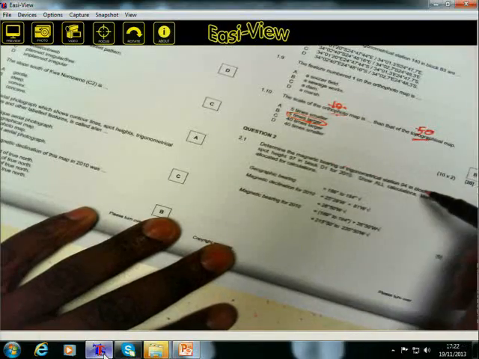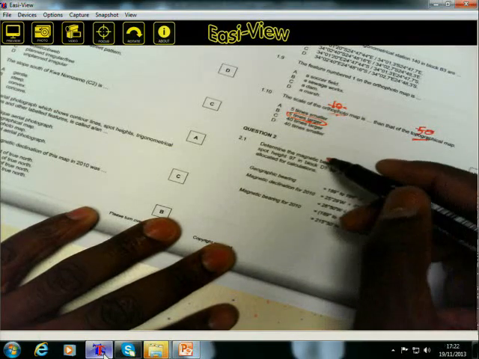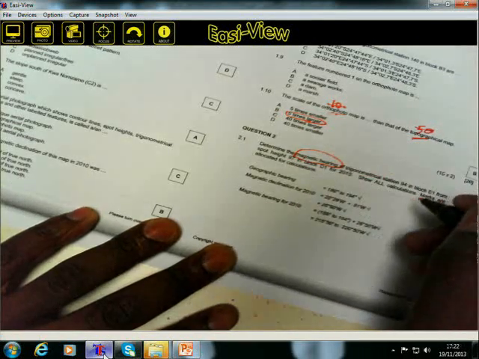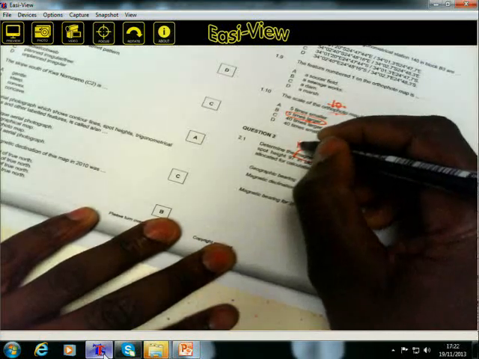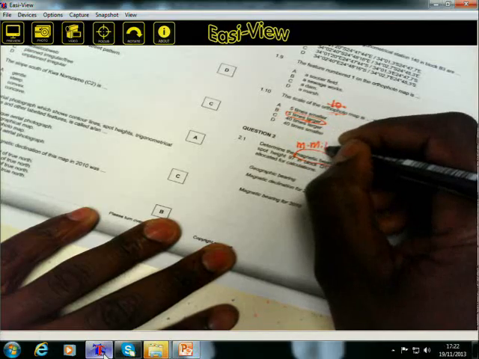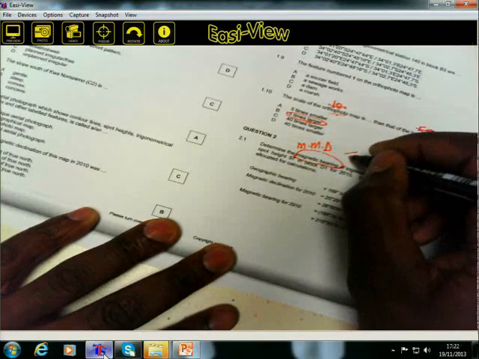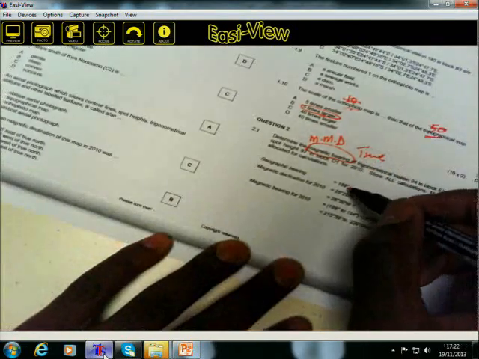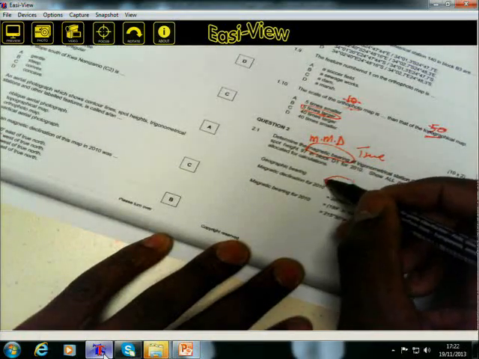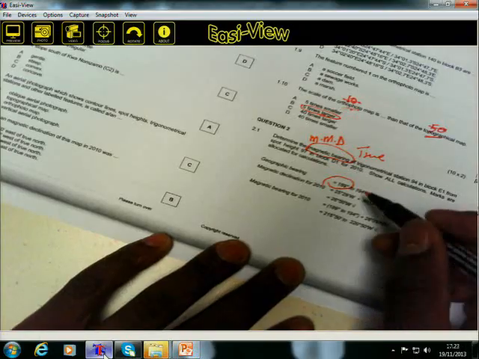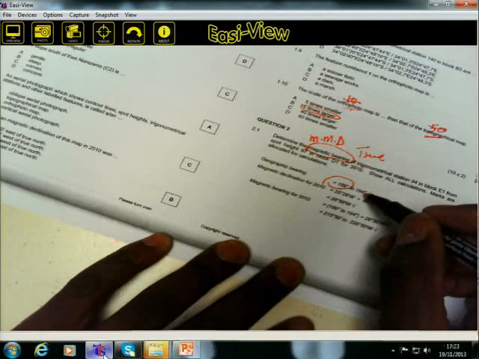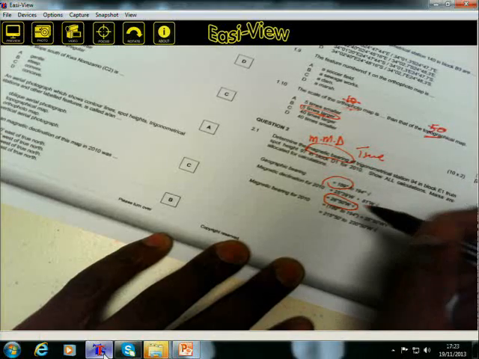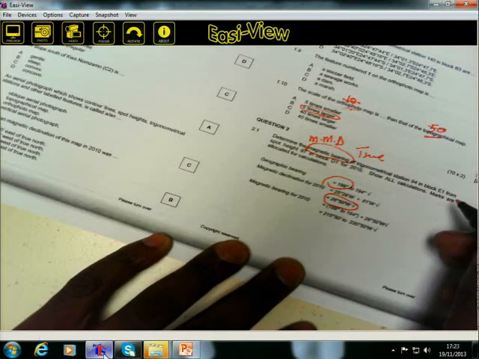Determine the magnetic bearing. Magnetic bearing, combination of what? Combination of the mean magnetic declination and your true bearing. That's why when you look at this example, they've got already your bearing which is between 189 and 190, and then they've got their magnetic declination which is 26 degrees 50 minutes.